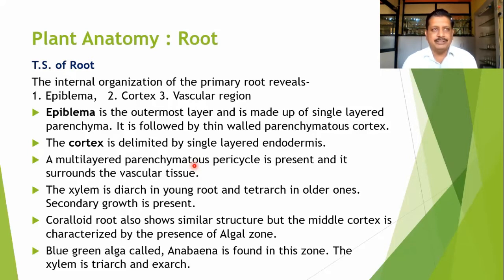Normally the endodermis is single-layered, and the pericycle is also single-layered, but here in Cycas we can observe that the parenchymatous pericycle is a multi-layered structure. The xylem is diarch in young roots and tetrarch in older roots. Secondary growth is also present because the plant is perennial. Coralloid roots show a similar structure, but the middle cortex is characterized by the presence of Anabaena algae. Xylem is normally triarch or exarch in condition.